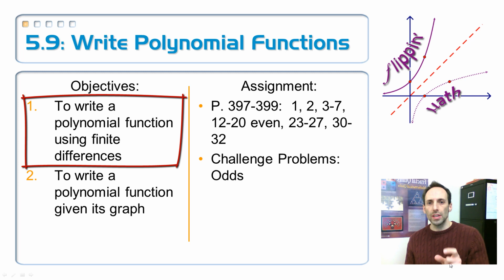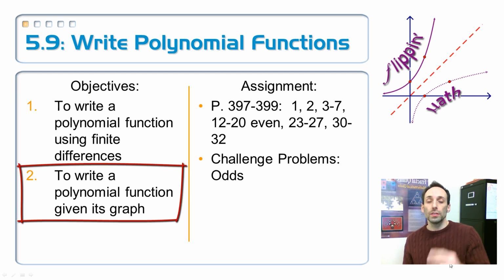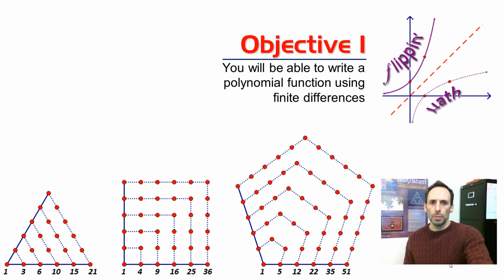Finite is the exact opposite of infinite. Infinite means it keeps on going. Finite means it doesn't. And objective 2, being able to write a polynomial function from its graph, or maybe have some points there. So I have the points. What's the equation that goes with that function?